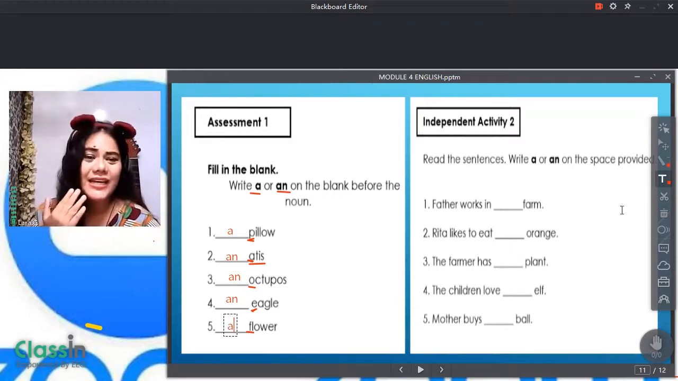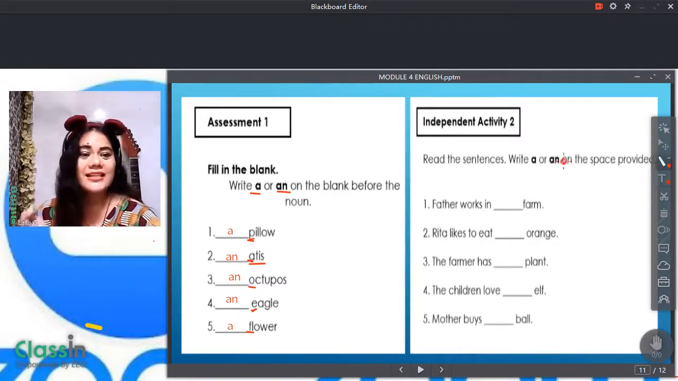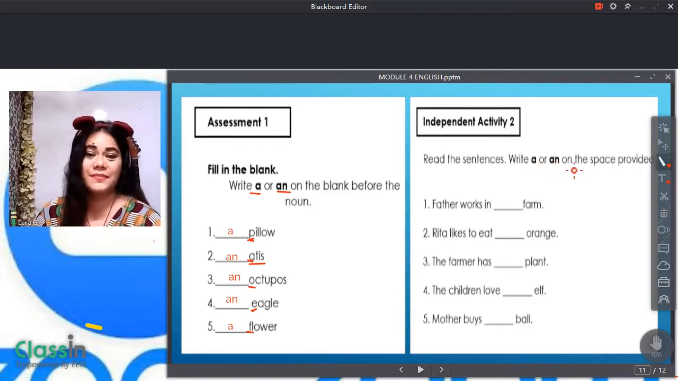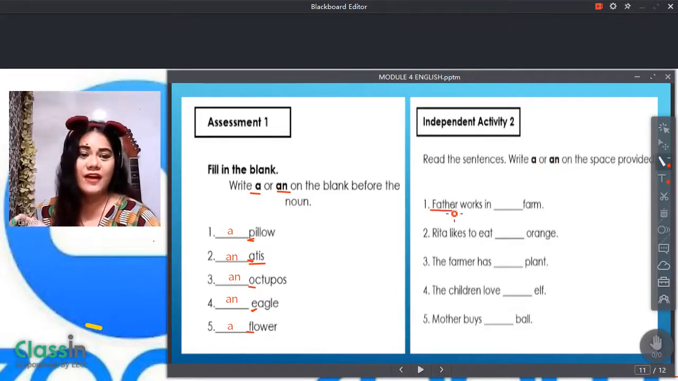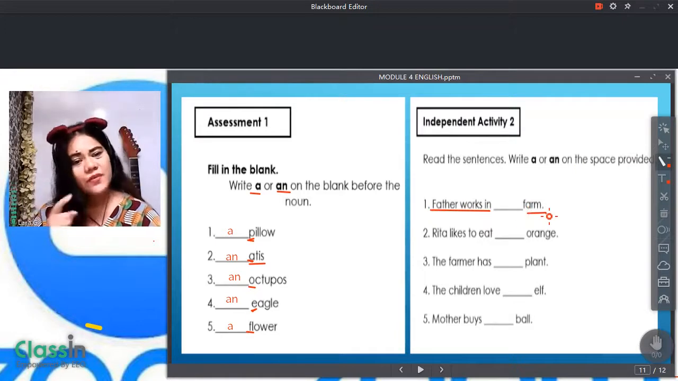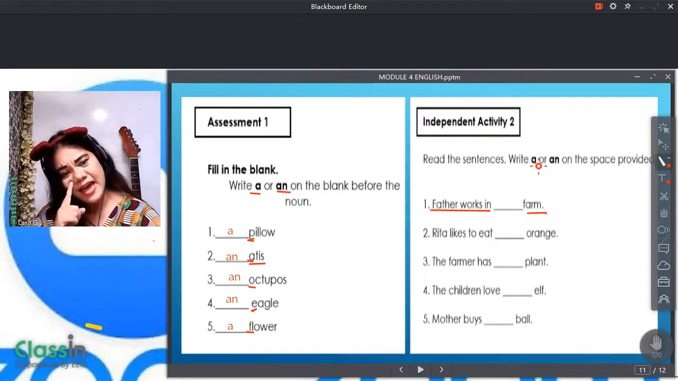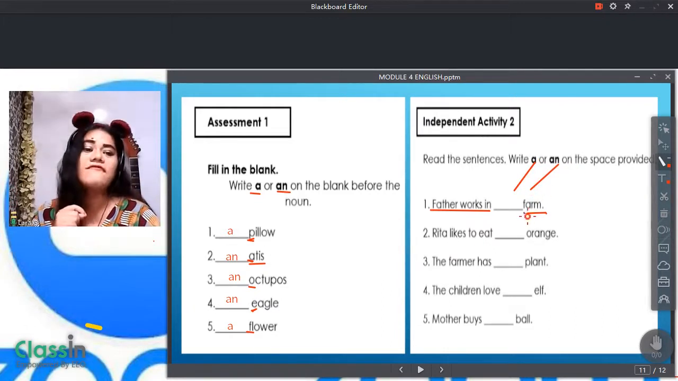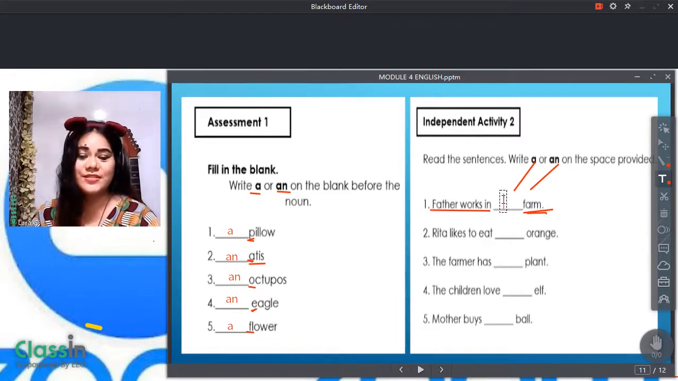Yes. Now read the sentences. Write a or an on the space provided. Father works in blank farm. What are we going to use? Is it a or an? Farm starts with an F. So it's a consonant. So we use a.